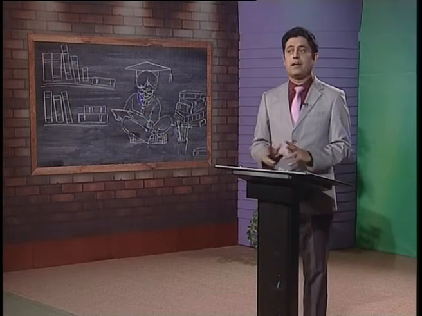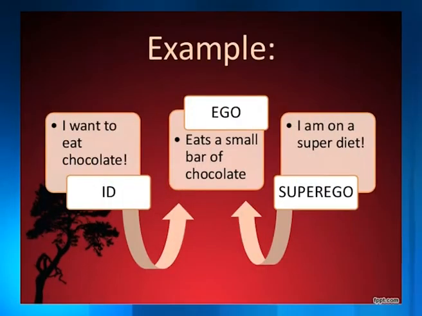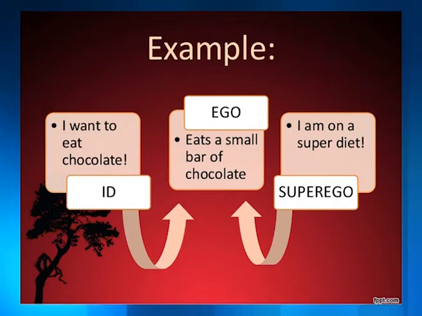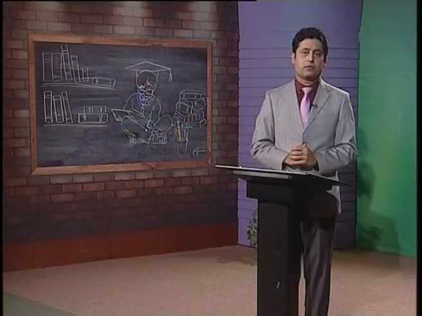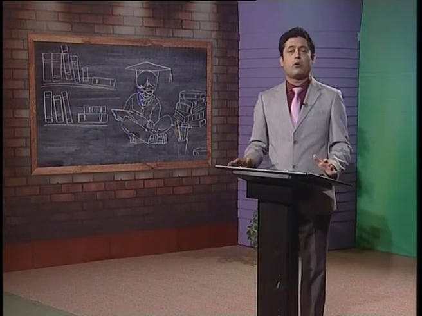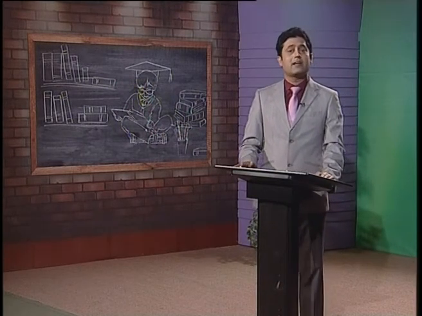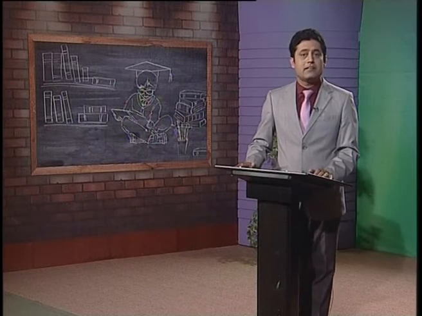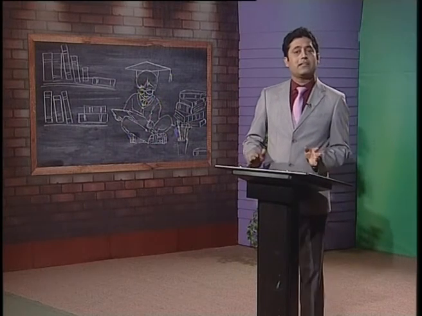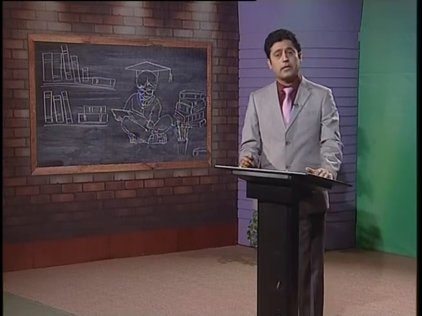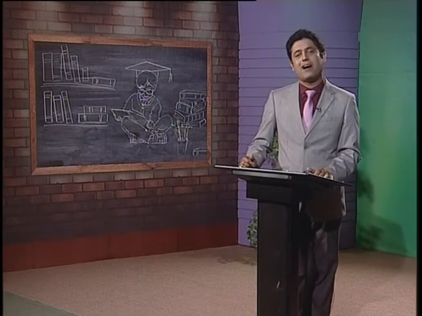Let's talk about the id. The id, the most primitive of three structures, is concerned with instant gratification of basic physical needs and urges. It operates entirely unconsciously. For example, if your id walked past a stranger eating ice cream, it would most likely take the ice cream for itself. It does not know or care that it is rude to take something belonging to someone else. It would care only that you wanted the ice cream.